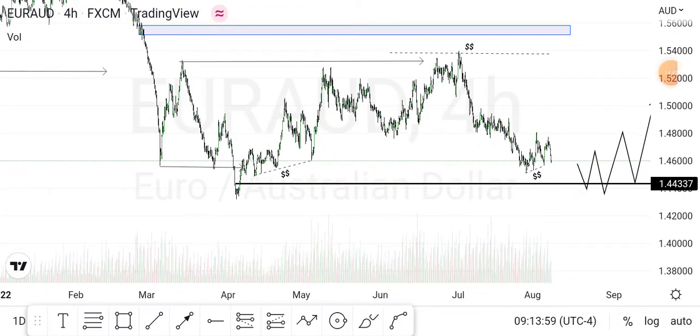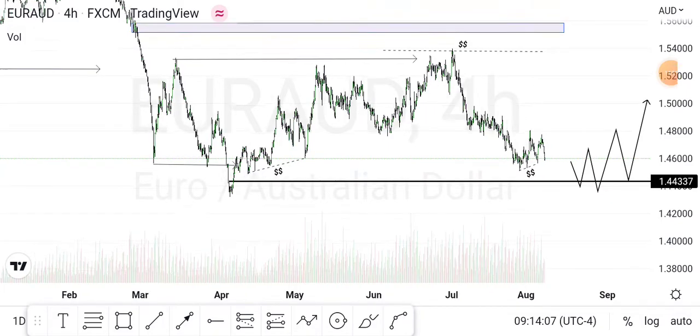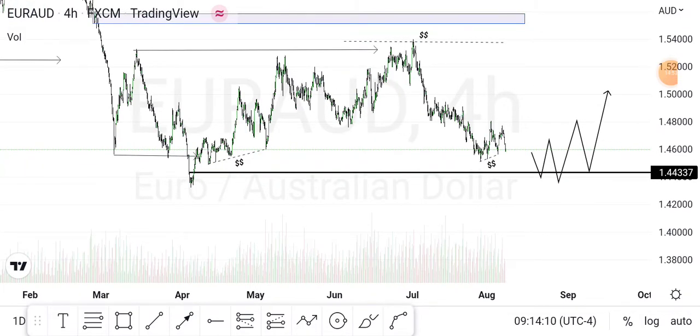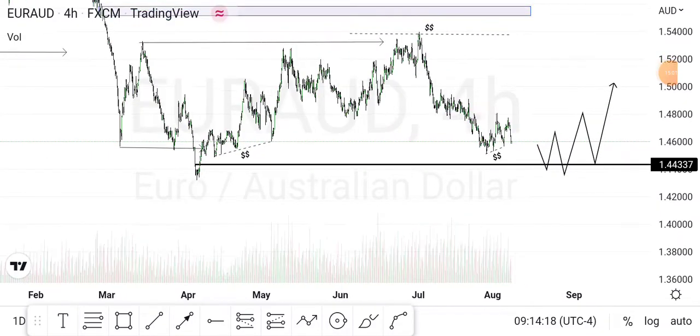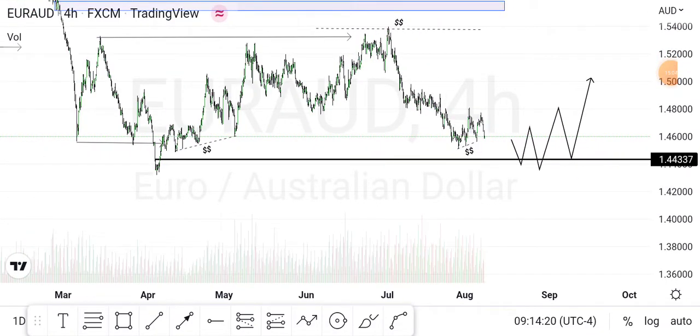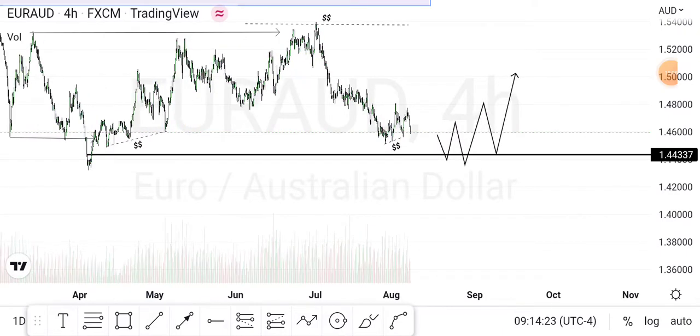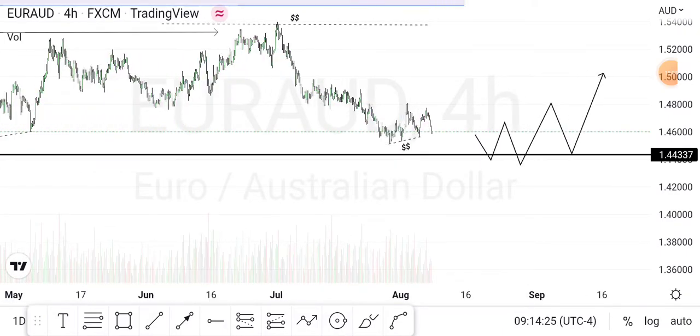So guys, this is what I think about Euro Aussie, and this is just my idea. This is not a signal. This is just what I think about Euro Aussie, just for you to put your eyes on this pair. I'm not trying to pass signals, I'm just trying to draw your attention to this pair. So yeah, this is what I think about Euraud.